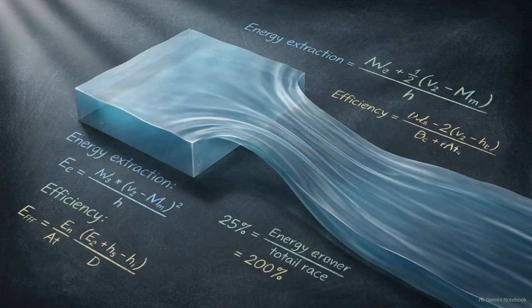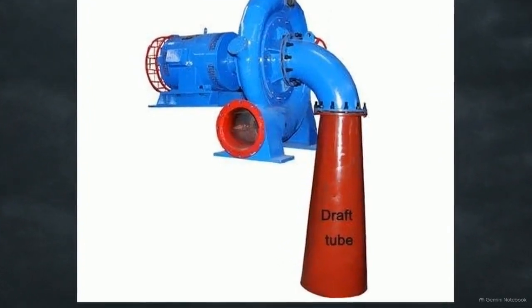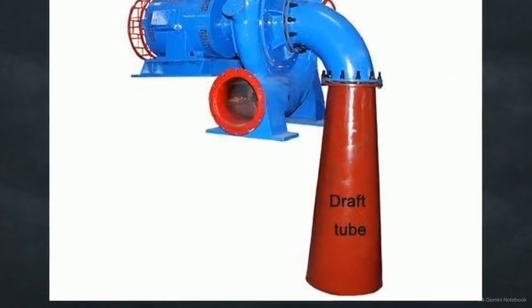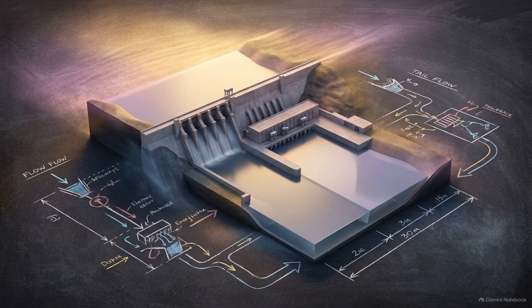The total power output of a reaction turbine depends on this specific geometry. The calculated expansion of the draft tube is the primary mechanism for recapturing kinetic energy that would otherwise be lost to the river.